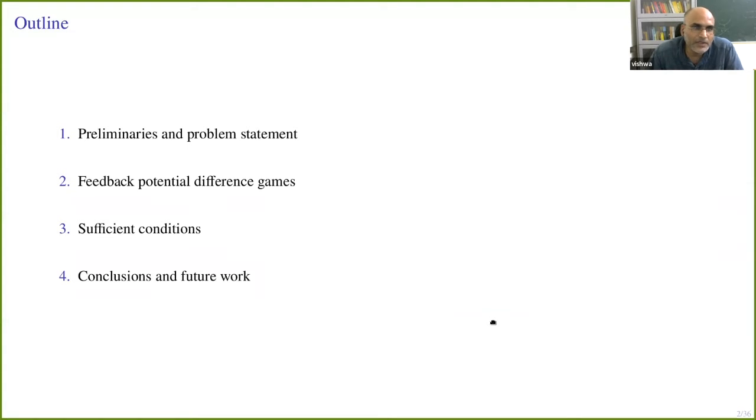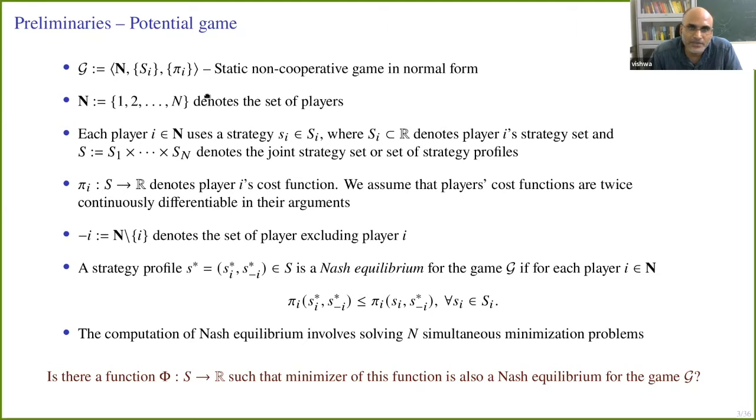So to start with, first I focus on basic static games. A static non-cooperative game in normal form is given by this triplet, where N denotes a set of players.